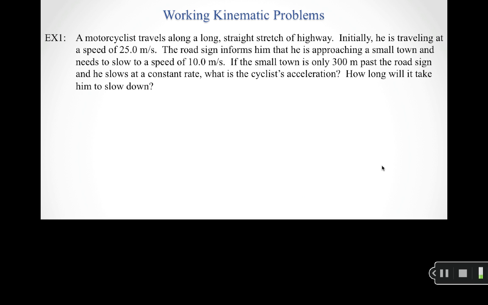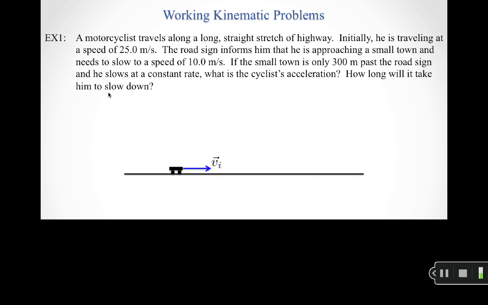So here's a simple example where we've got a motorcyclist traveling along a long straight stretch of highway. Initially he's traveling at a speed of 25 meters per second. The road sign informs him that he is approaching a small town and needs to slow to a speed of 10 meters per second. If the small town is only 300 meters past the road sign and he slows at a constant rate, what is the cyclist's acceleration? How long will it take him to slow down? So notice I've got two questions here. Cyclist acceleration, how long will it take him to slow down?